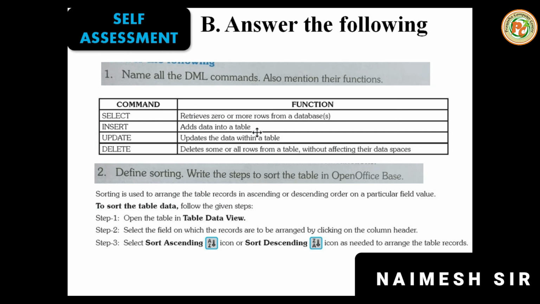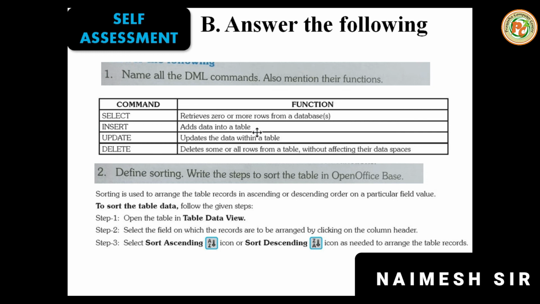Question answers: name all the DML commands and also mention their functions. So select to retrieve the data from the database, insert to insert the records into the table, update means to change or modify the table data, and delete means if you want to delete any data from the table.